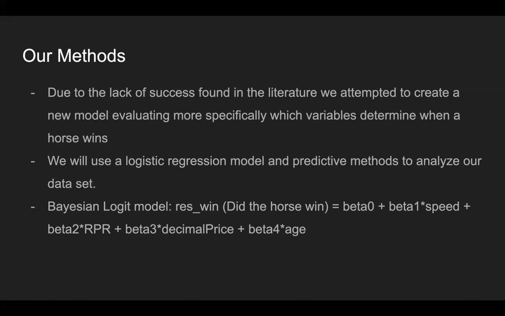So for our Bayesian model, we have the binary outcome of did the horse win as a function of beta 1 times speed, beta 2 times RPR, beta 3 times decimal price, and beta 4 times age.